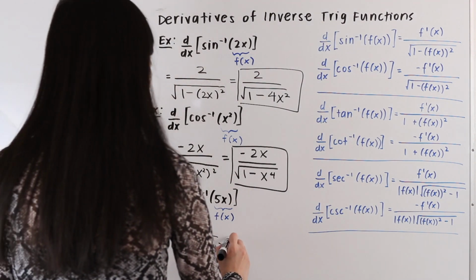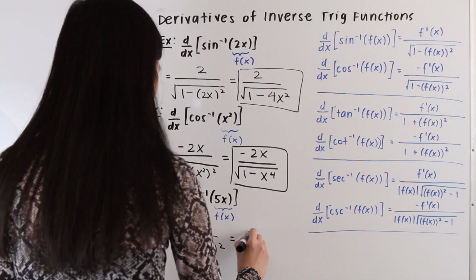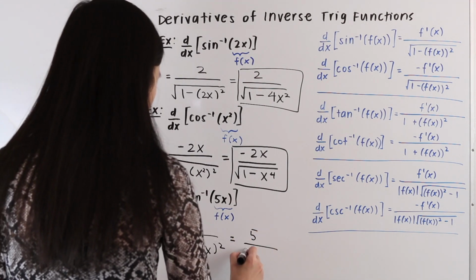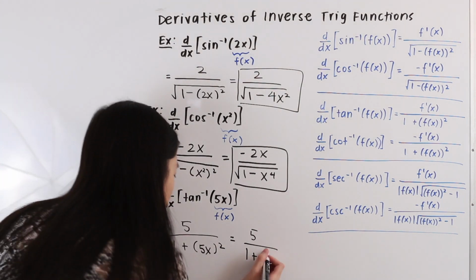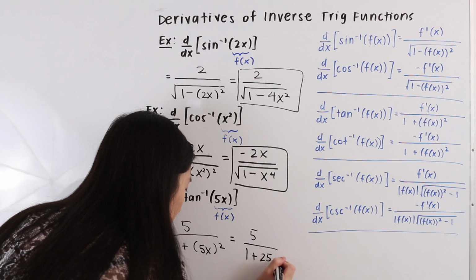And now let's simplify. So we have 5 over 1 plus 5x squared, and 5x squared is equal to 25x squared.